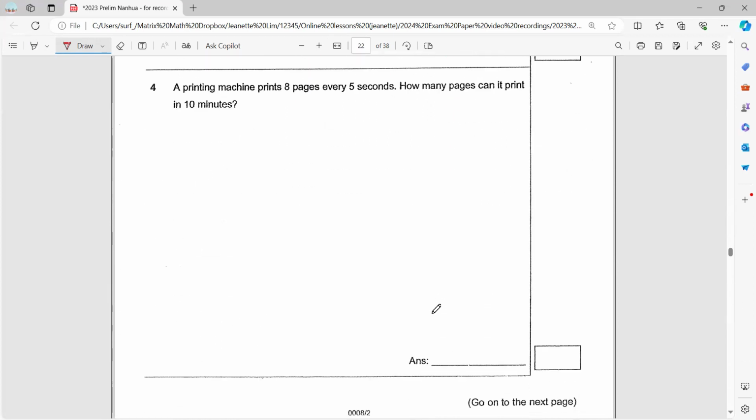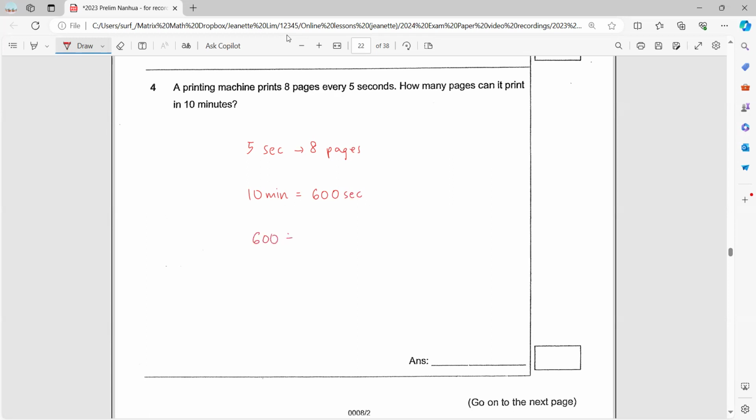Okay, question 4. Printing machine prints 8 pages every 5 seconds. How many pages can it print in 10 minutes? Okay, so every 5 seconds, you can get 8 pages. So in 10 minutes, let's find out how many seconds are there. 1 minute, 60 seconds. 10 minutes will be 600 seconds. So we do grouping. How many groups of 5 seconds are there?